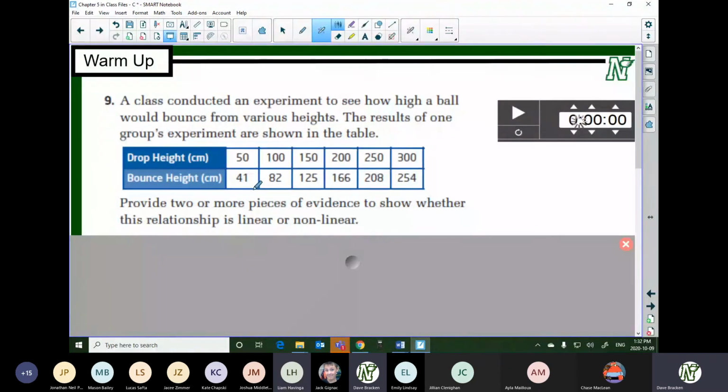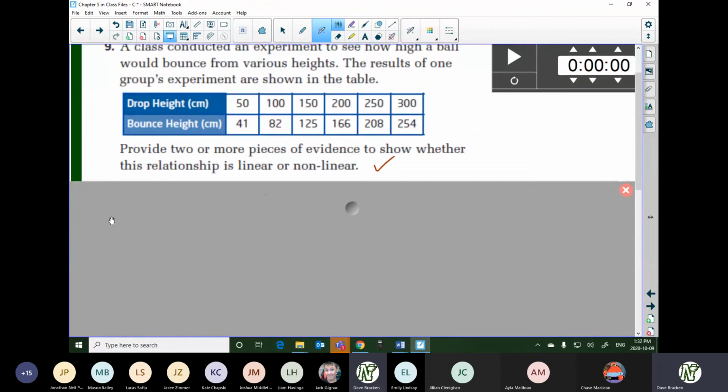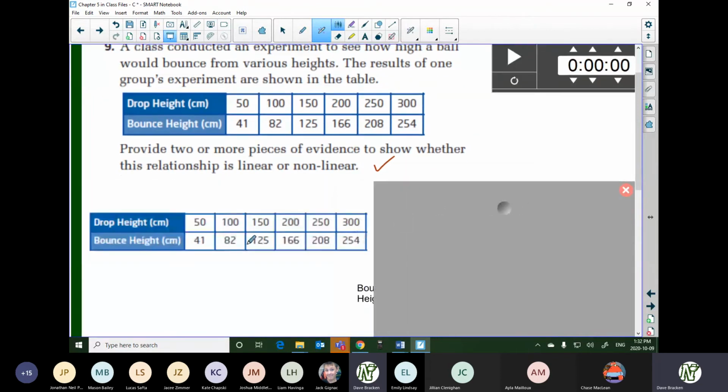Now I love this question, and even if you understand all the stuff we've done, I want you to pay attention here, because this will set you apart, okay? If you take a look at this question, a class conducted an experiment to see how high a golf ball would bounce, okay? We did this in class. Provide 2 or more pieces of evidence to show this is linear or non-linear. Here's the first thing I did. I went through and I found the first differences. We're always going up by 50 here.